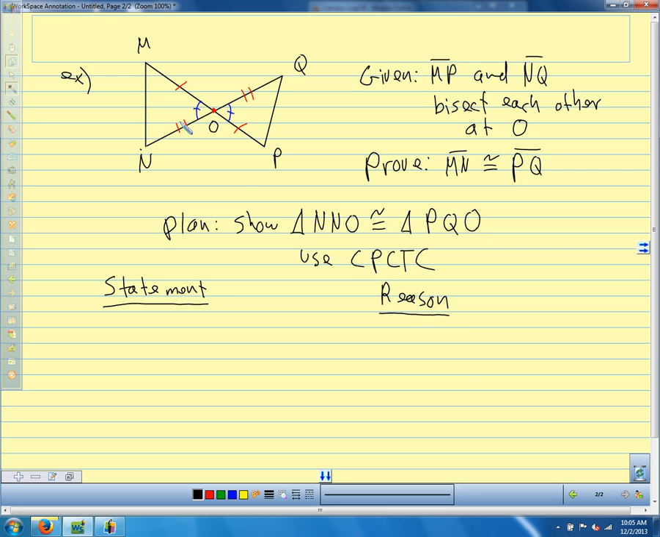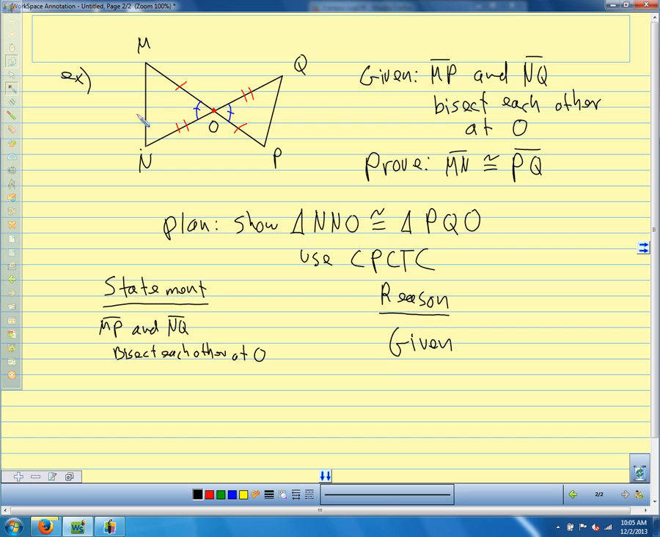Once we know that the triangles are congruent, that means that all the matching parts have to be congruent. So I'll start with the given. So we're going to say MP and NQ bisect each other at O, and a reason that's given to us.